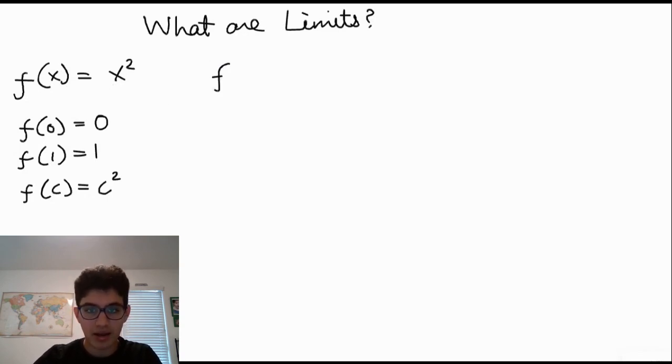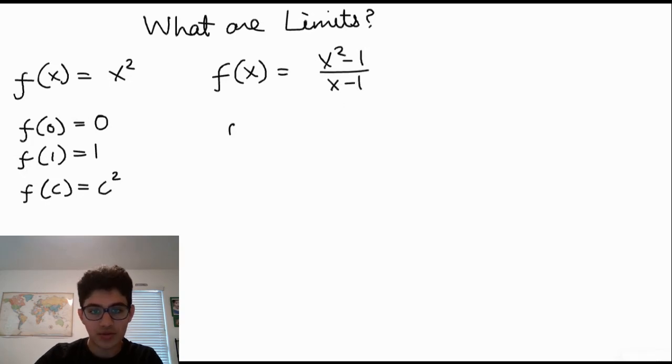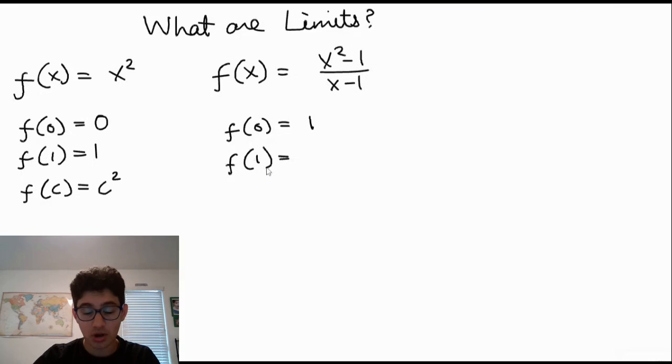Now, what if we had something a bit more interesting than this? What if we had f of x equals x squared minus 1 over x minus 1? We can still find f of 0, and this will be negative 1 over negative 1, which is 1. But can we find f of 1? Well, f of 1 does not exist. We can't find it because 1 is not in the domain of f of x.